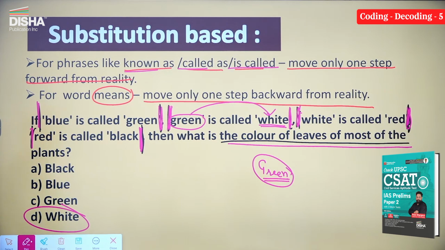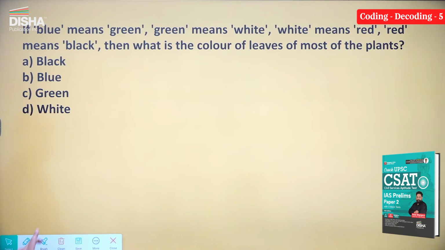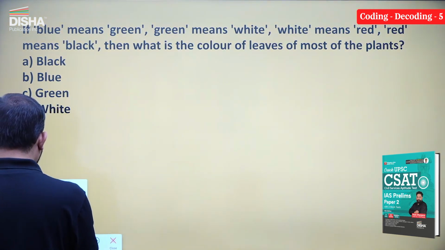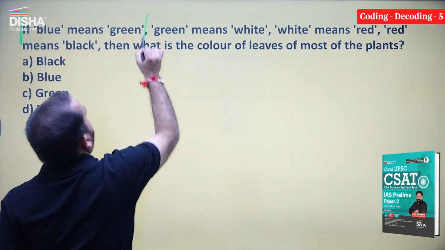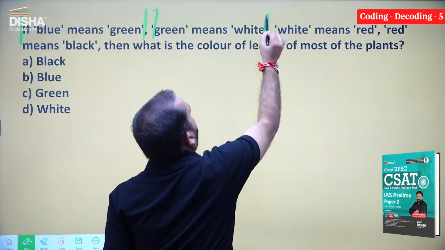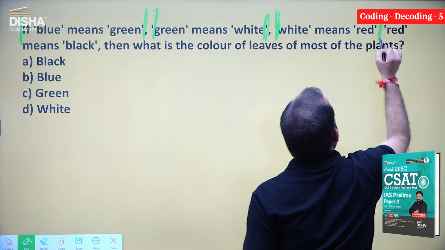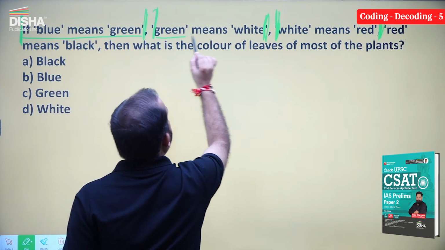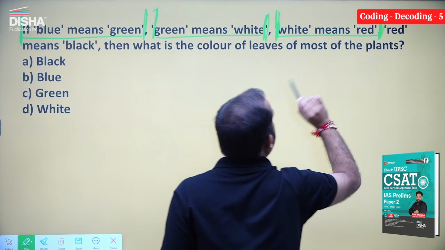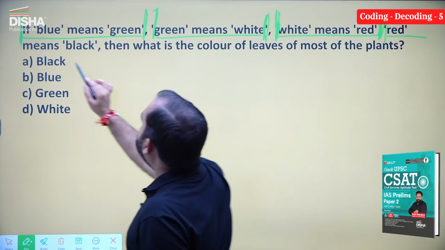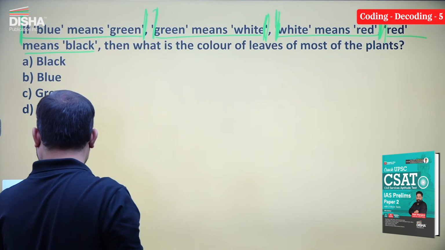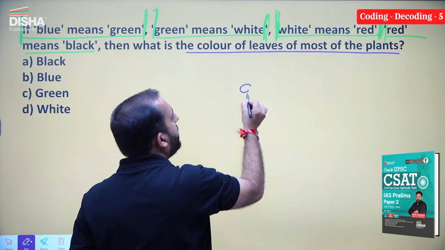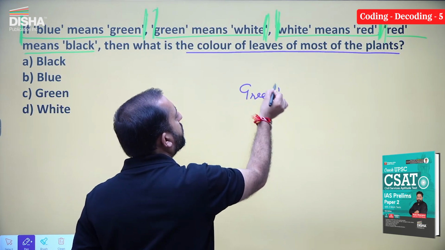Okay, now let's move on to the next question. See, in this case, again, we are having four independent statements. The first statement is blue means green, second is green means white, third is white means red, and fourth is red means black. Now in this question, what is the color of the leaves of most of the plants? In reality, the color is green.